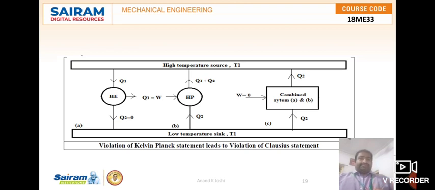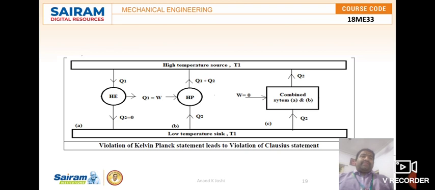Now figure C. The heat engine and heat pump are clubbed together to form a combined system. The output of the engine, W, is used to drive the heat pump, and the input of the combined system is only the Q2 amount of heat extracted from the low temperature sink. The system rejects the same amount of heat to the high temperature source without any external work. This system violates the Clausius statement.